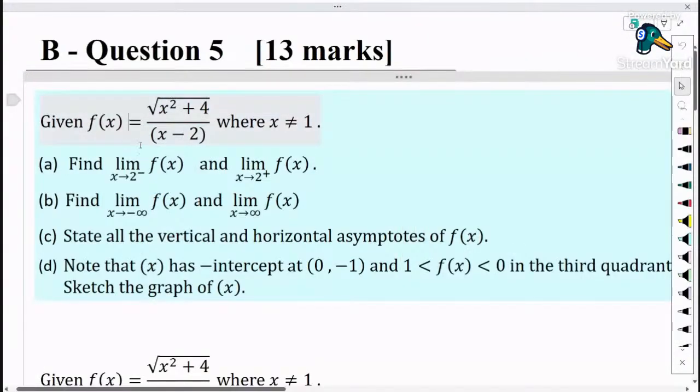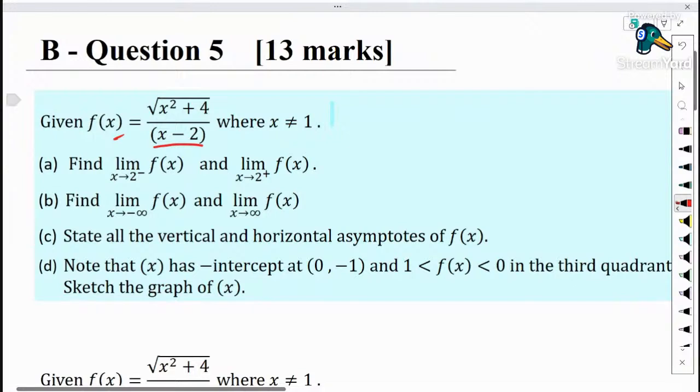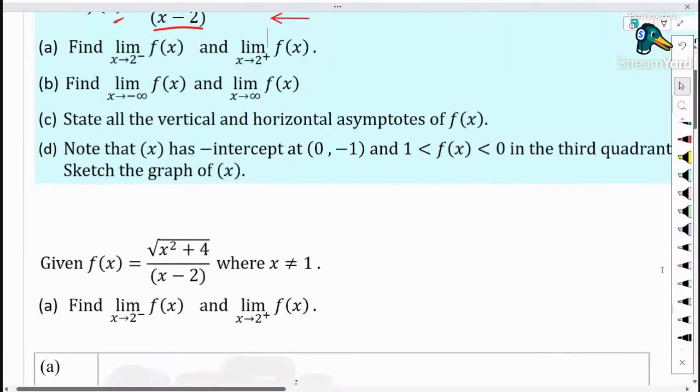Question number 5 in section B, regarding the case of limits, and this question is quite tough. So let's just have a quick look. You are told that you have a function fx given by square root of x squared plus 4 divided by x minus 2, where x is not equal to 1. And then we want to go on for the further calculations here. Let's see how we shall get the answer.